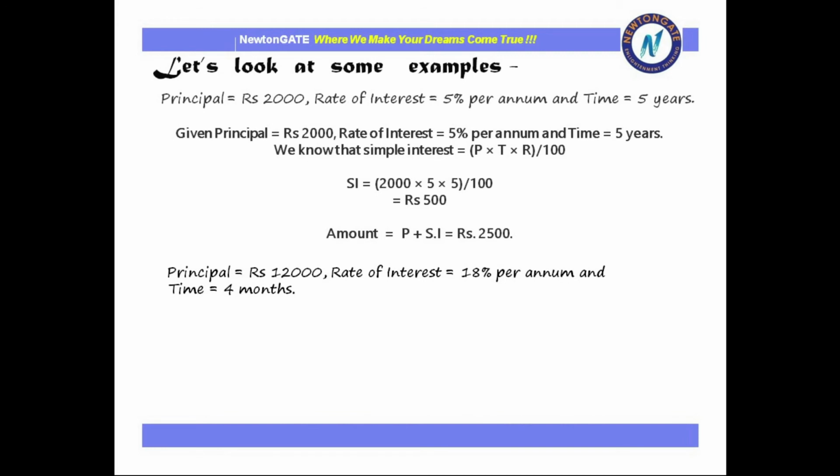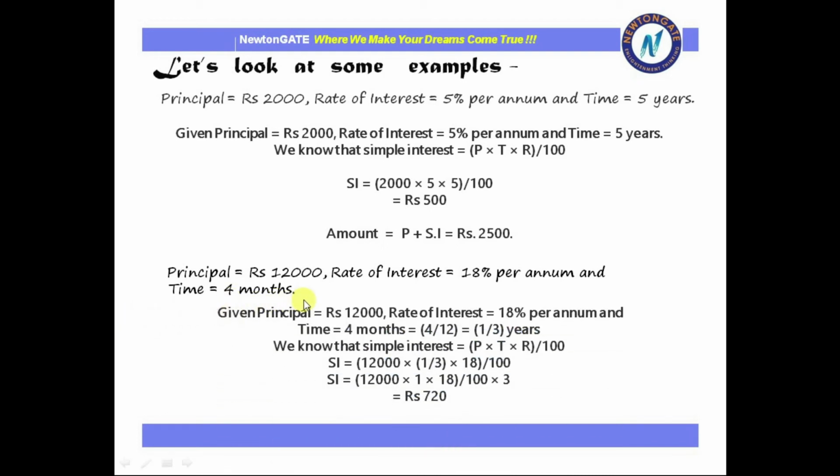Okay. So, here also we are considering a principal of 12,000, a rate of interest of 18% per annum, and the time here is taken as 4 months. Now, as I had told before, the first thing you need to do is convert the time into years. That is, we have to take 4 months into years, and that will be done by dividing by 12. Now, what has to be done here? Let us see the solution.